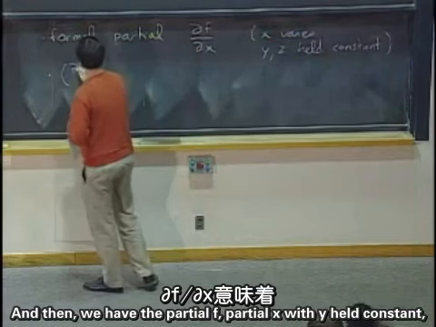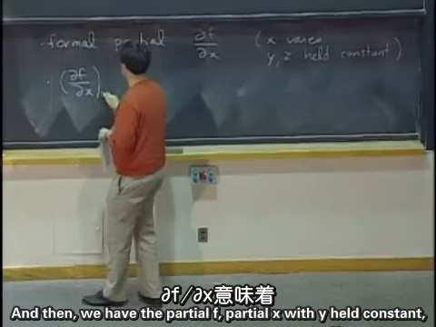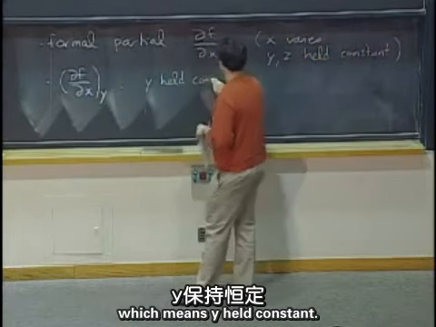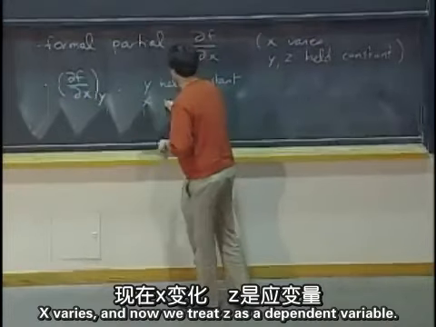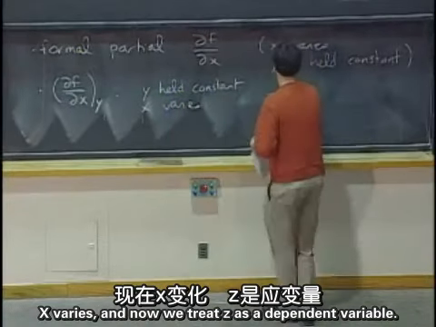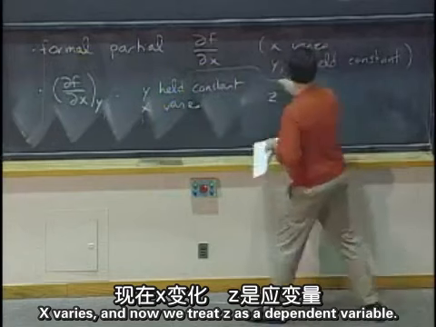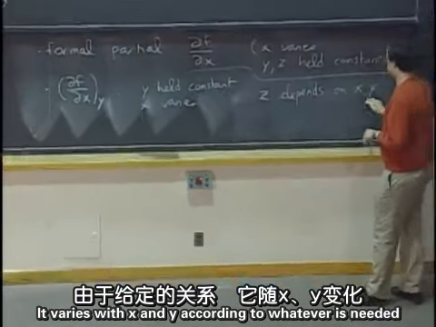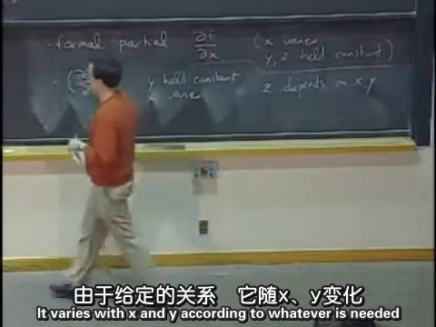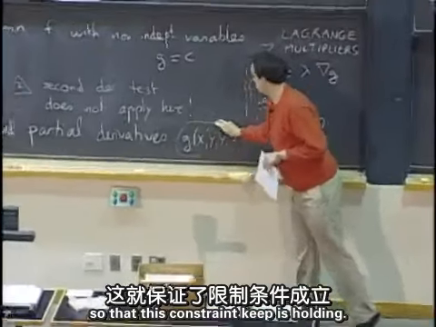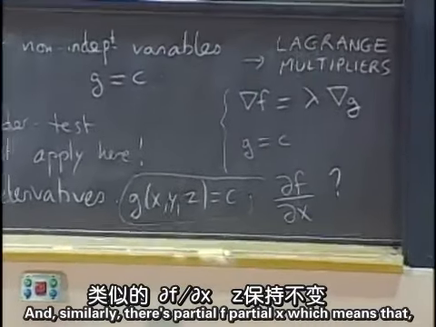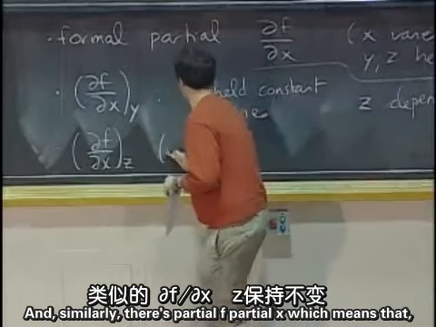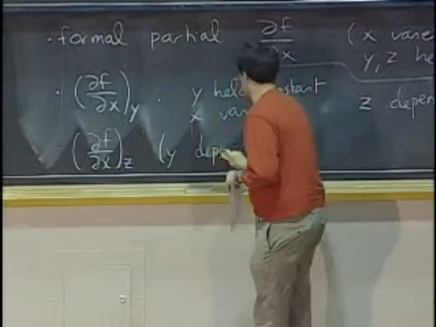And then we have the partial f, partial x with y held constant. X varies, and now we treat z as a dependent variable. It varies with x and y according to whatever is needed so that this constraint keeps holding. And similarly, there's partial f, partial x with z held constant, which means that now y is the dependent variable.